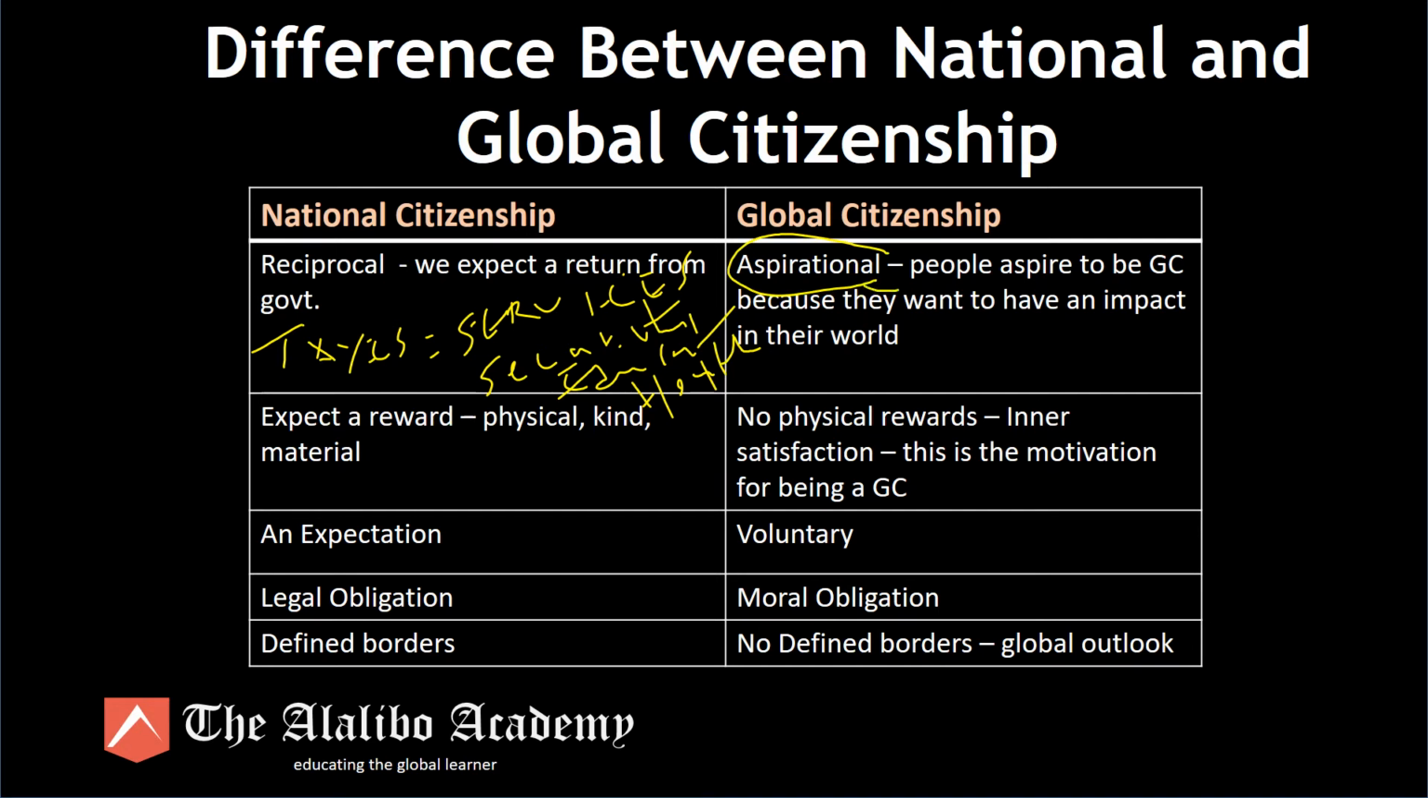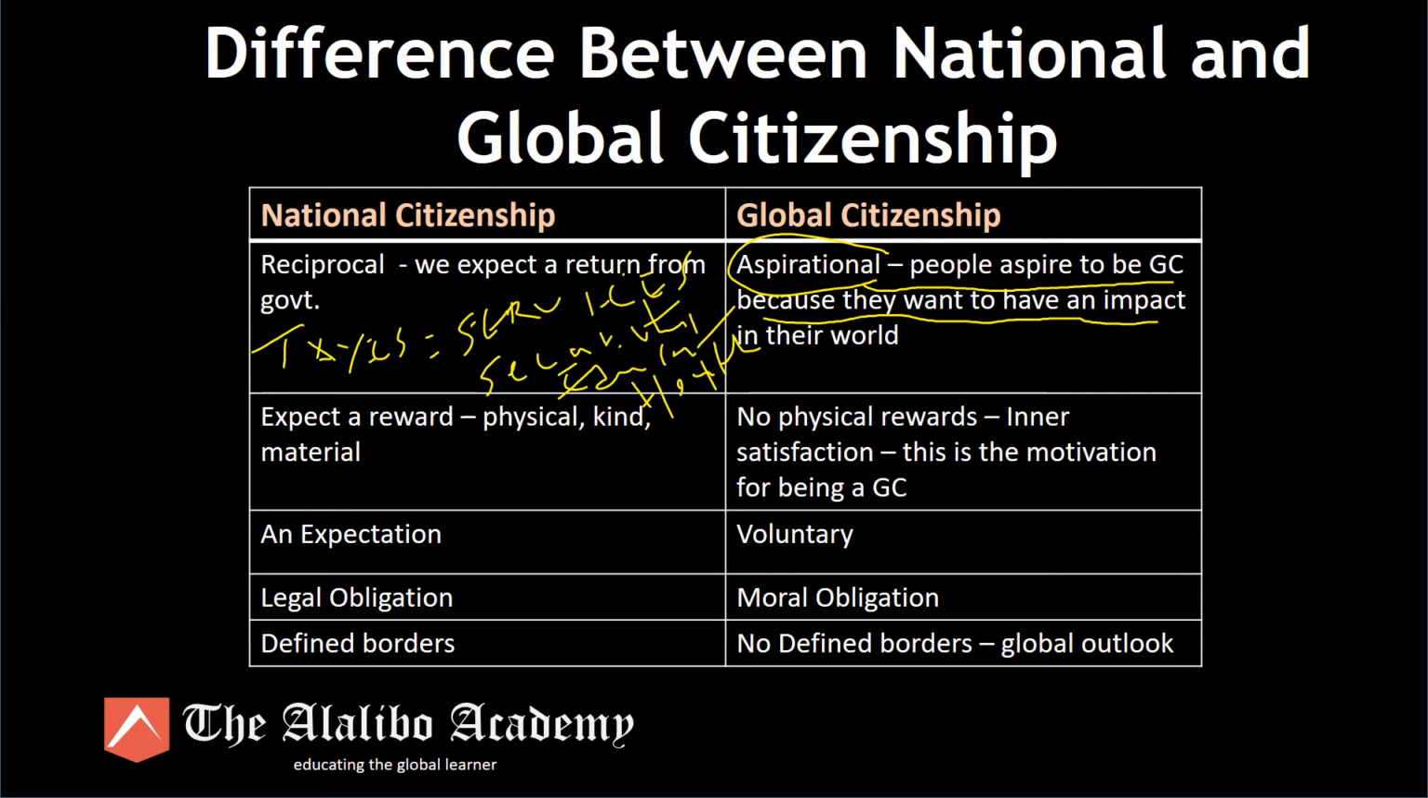Right? Here it means people aspire to become global citizens because, and here is the key point, they want to have an impact on their communities. They want to have an impact in the world. They want to make sure that they have a positive footprint. They aspire to do that, and it's not reciprocal in any way. And there is no mutuality here in the sense in which we've just discussed on the national citizenship category.